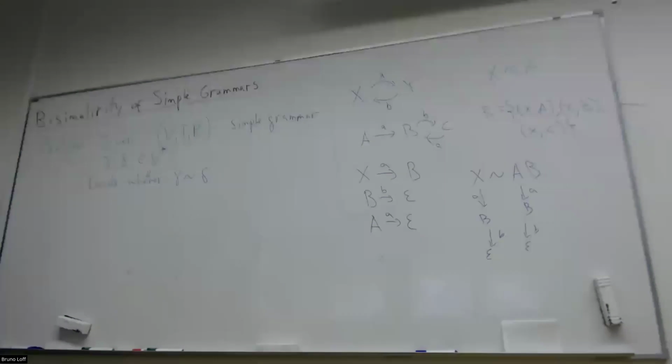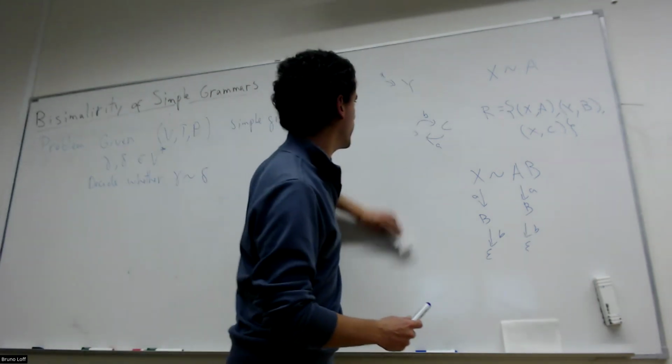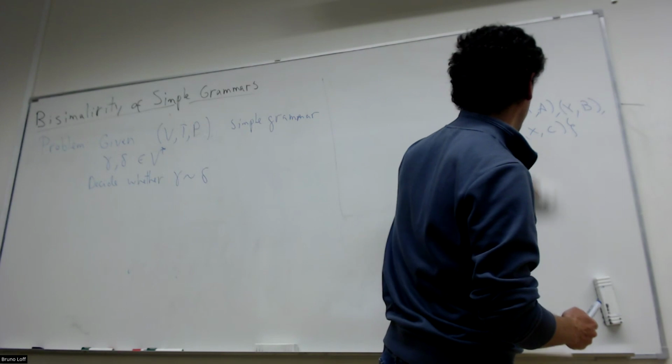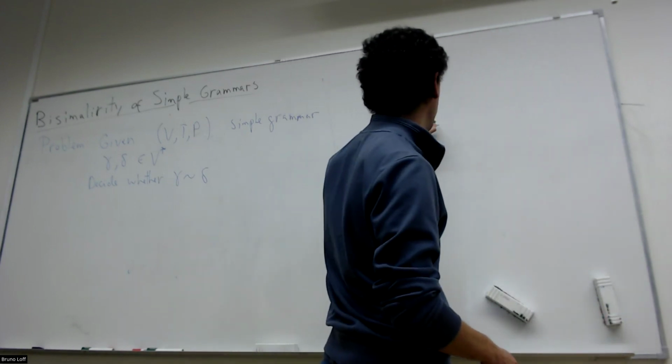Good. So before I get into the details, maybe I wanted to talk a little bit about related work and why this matters. So what can we say about problems related to this problem? First of all, I've already explained that simple grammars are a subset of context-free grammars, right?